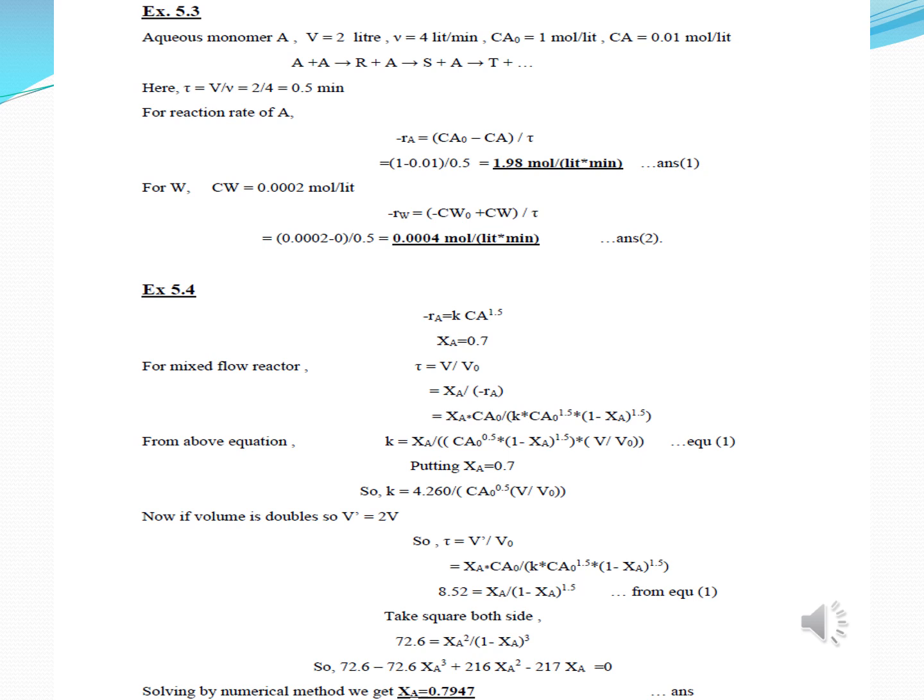Now we square both sides and make a numerical equation, so we can solve it numerically. This equation is 72.6 minus 72.6 Xa cubed plus 216 Xa squared minus 217 Xa equals 0. While fitting the values, we find that Xa at 0.79 satisfies this expression. So you see that by doubling the volume, we have increased the conversion by around 10%. That was initially 0.7, 70%. Now we are near 80%.